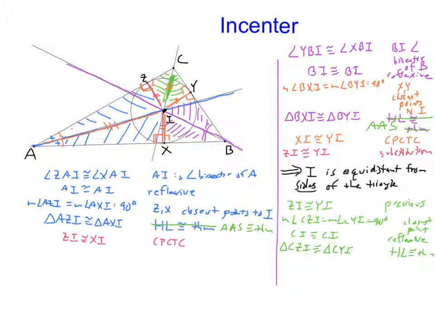Okay, so we're going to finish this one up now by talking about the angles. We get those by corresponding parts of congruent triangles are congruent, and that means that I is indeed also on the angle bisector of angle C up at the top. So all of those angle bisectors do intersect at the same point, I.